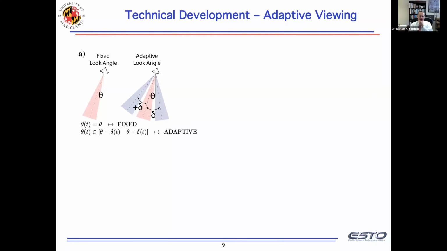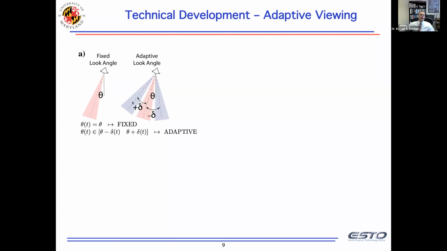And as if things are not complicated enough, we decided to add one more layer of complexity. So traditionally, instruments have, say, a fixed look angle. Maybe they are looking directly down, or maybe they are looking off nadir. The US Defense Department has had for decades the ability to adaptively turn these satellites or slew the satellites. But this has not been very common practice in Earth system science.